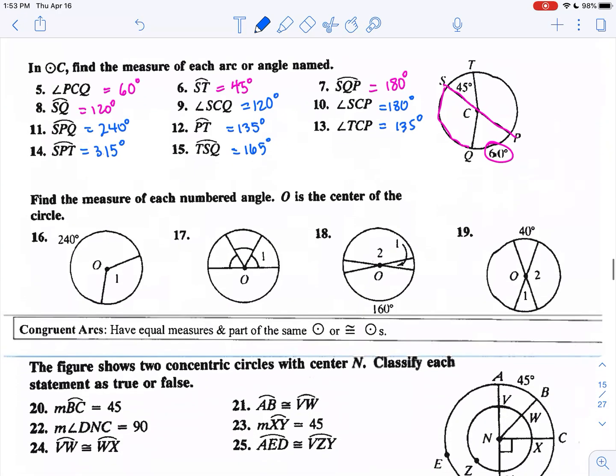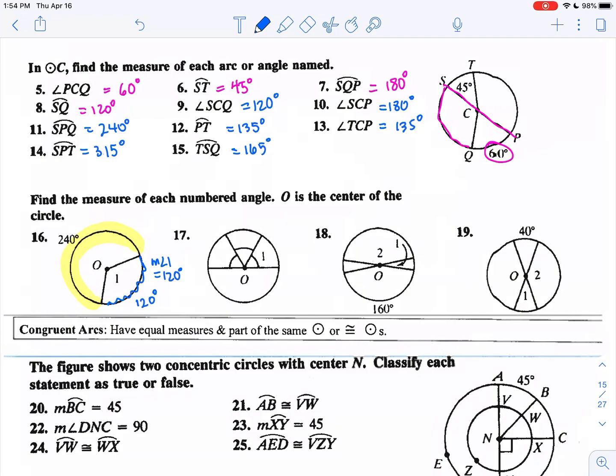Okay, down below here we'll do 16 through 19 together. On 16, you're given that the major arc is 240 degrees. How do we find angle 1? Angle 1 is the central angle to this arc right here. So that arc is the difference between 360 and 240, which is 120. So the measure of angle 1 is equal to 120 degrees.